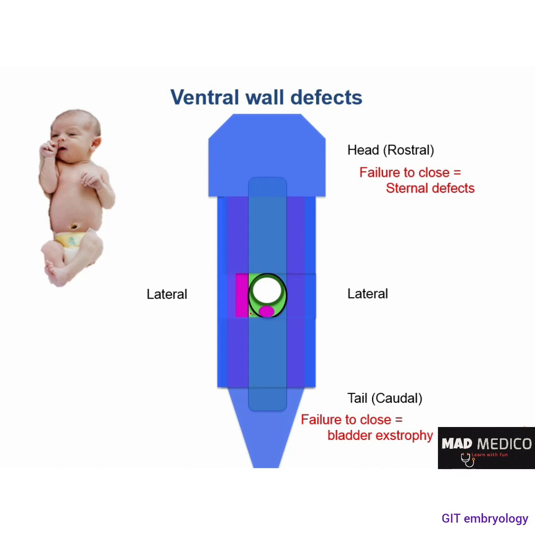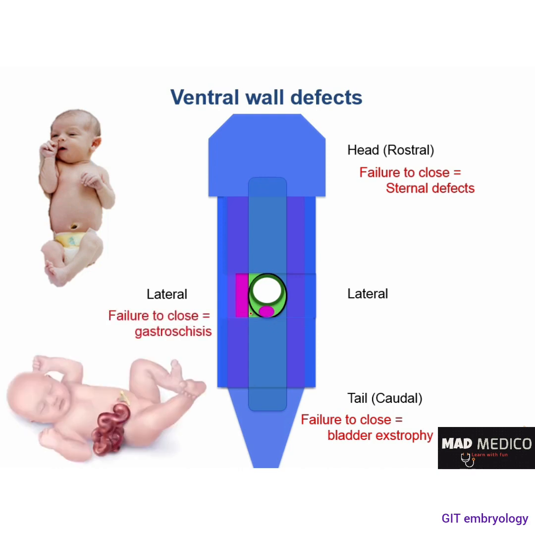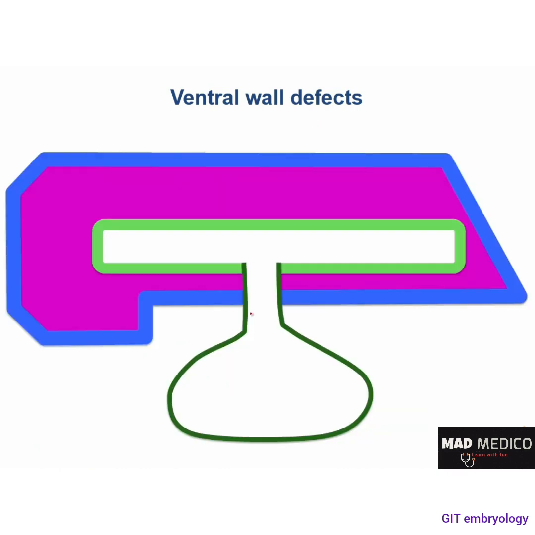Failure to close can lead to gastroschisis, a complete defect in the abdominal wall that allows the intestines and some of the other abdominal contents to herniate through that opening. For some reason, defects of the right lateral fold are more common, so you tend to get a right gastroschisis. Anyway, back to our story about where the guts come from.